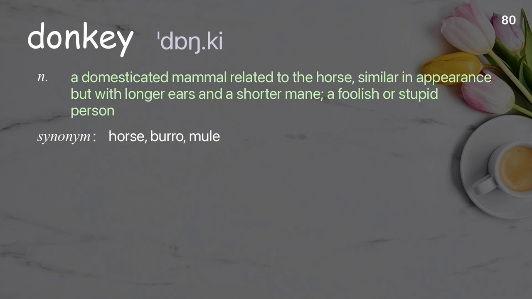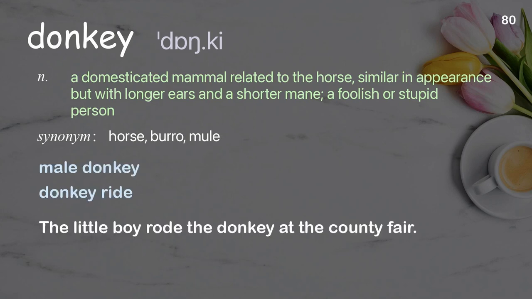Donkey. A domesticated mammal related to the horse, similar in appearance, but with longer ears and a shorter mane, a foolish or stupid person. Examples. Male donkey. Donkey ride. The little boy rode the donkey at the county fair.